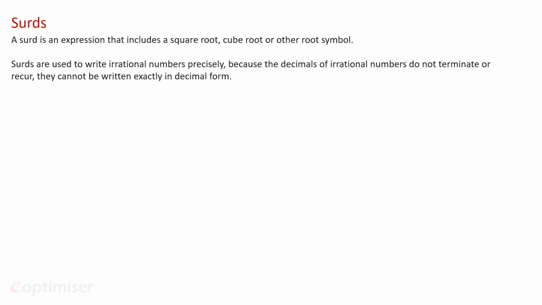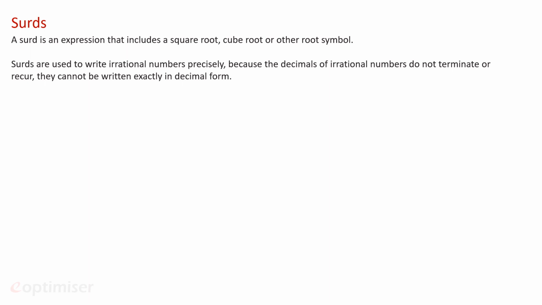So what is a surd? A surd is an expression. There can be rational numbers and irrational numbers. If you find an expression that is a mix of rational and irrational numbers, you normally call it a surd. It can have square roots or cube roots or any other root symbol in it. Those types of expressions are surds.